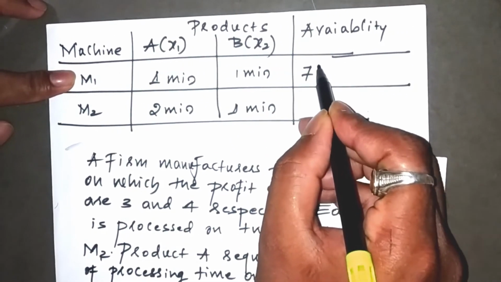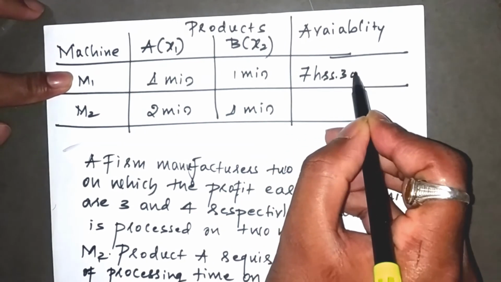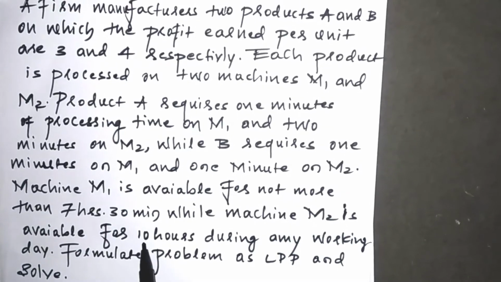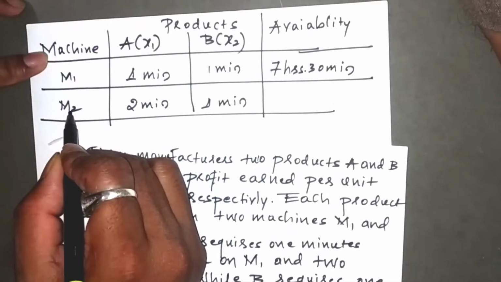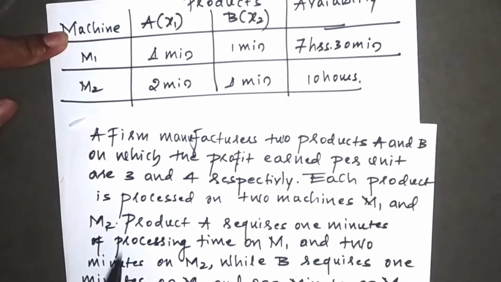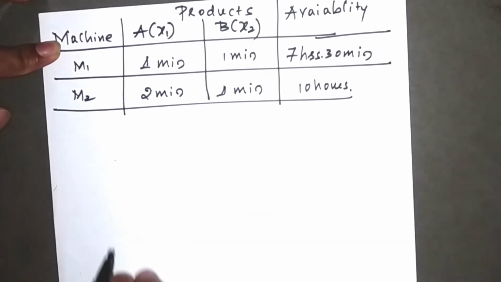So this is available for 7 hours 30 minutes. The next machine M2 is available for 10 hours. So machine M2 is this, and this is available for 10 hours. So we'll put it into the equation now.